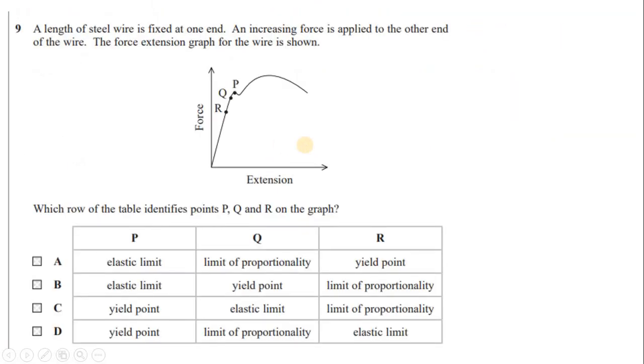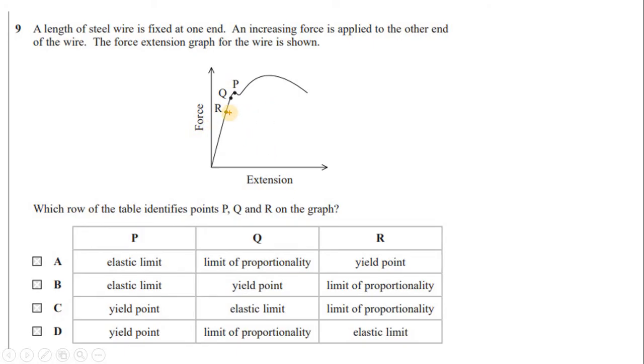Question number 9. A length of steel wire is fixed at one end. An increasing force is applied to the other end of the wire. The force extension graph for the wire is shown. This is a force extension graph, a typical theoretical graph of force extension. Which row of the table identifies points P, Q, and R? Remember, if you see these types of graph, the most common question comes from strength of materials. Generally, for a theoretical or typical force extension graph, we consider three important points.